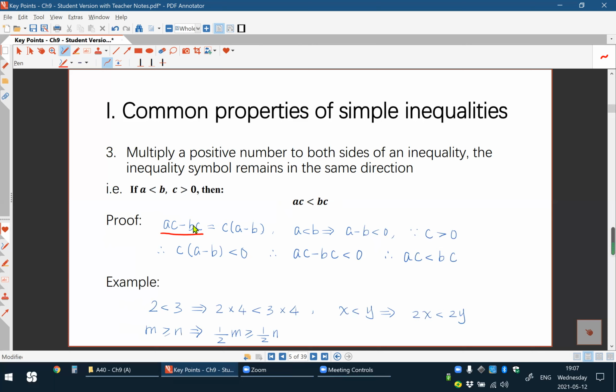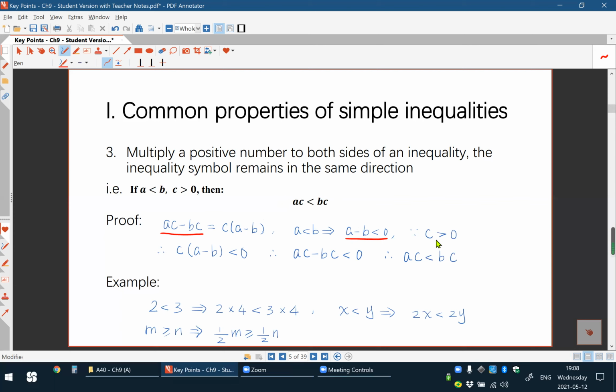First of all, AC minus BC is actually C times A minus B, right? C times the difference between A and B, because C is a common factor. Okay, so we know that A is smaller than B. That means if we move B to the left-hand side of the inequality, it becomes minus B. So A is smaller than B means A minus B is a number that is smaller than 0. In other words, this is a negative number, right?